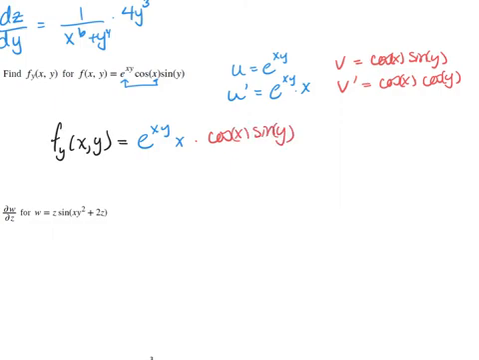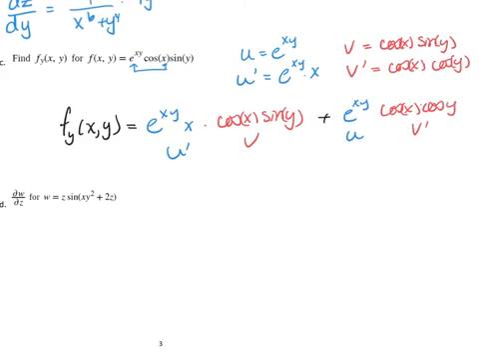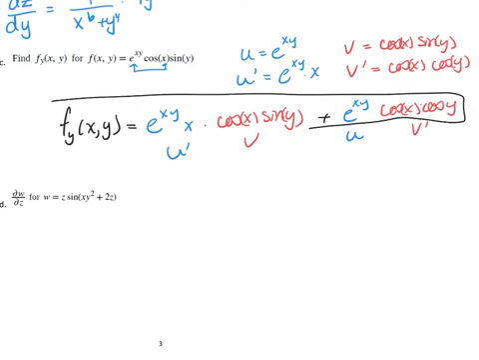y. So this is u prime v plus, I'm going to write my u first, so it's e to the xy, so this is u. Now I'm going to multiply by my v prime, which is the cosine of x, the cosine of y. And that's my final answer. That's it. So my answer is right here. It's kind of cool. I think it's kind of cool.